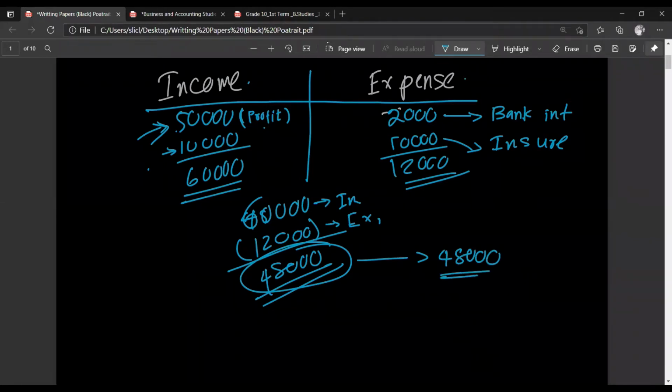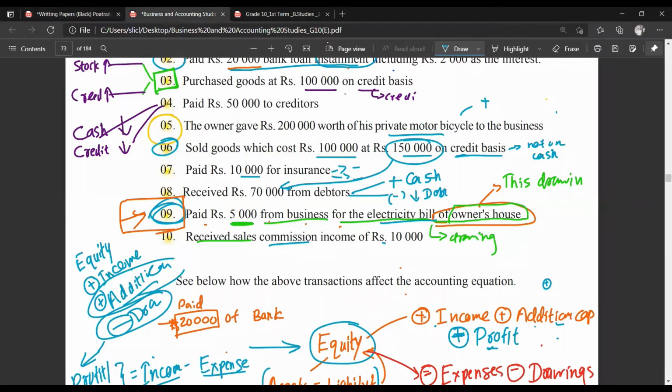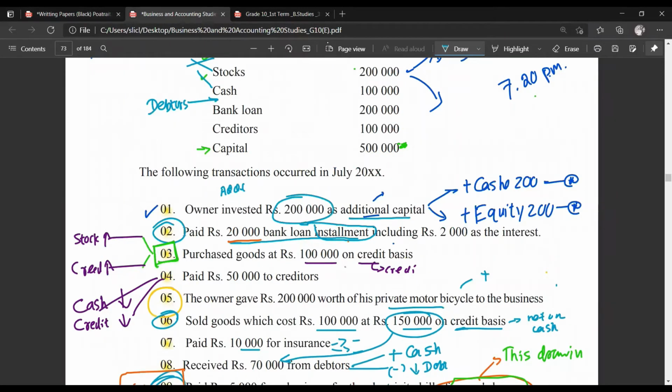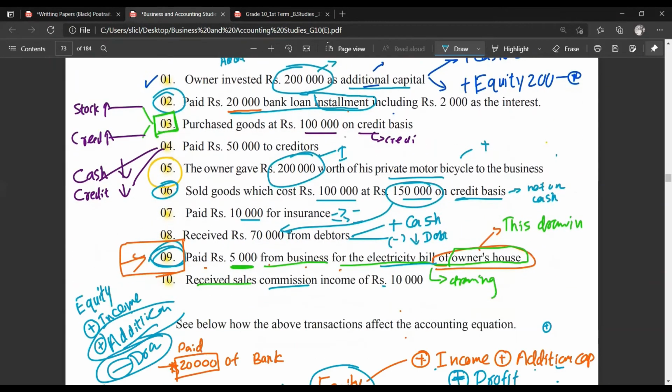Got it? As I said earlier, we need to remove the transactions of additional capital. The 200,000 invested is additional capital. Additional capital and drawings are not applicable to calculate profit, guys. Here we have 200,000 worth of additional capital. This is not an income, and this is also not an income. These are additional capital. We don't consider them when we calculate profit. This 5,000 is also not applicable because this is a drawing. Drawings are not expenses.